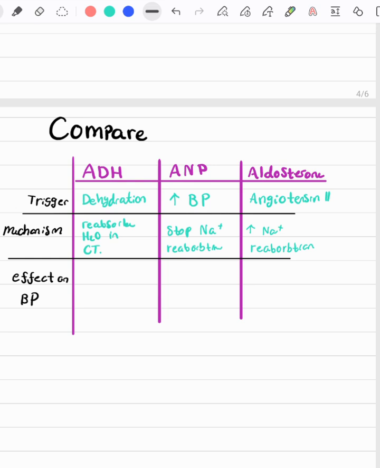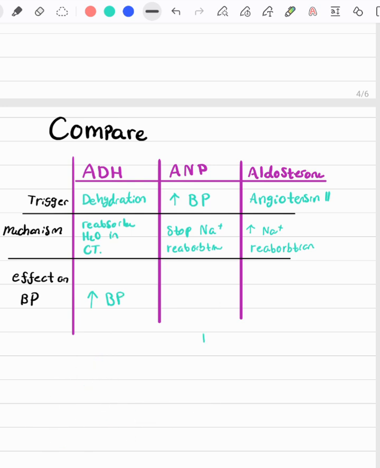So now let's think about the effect on blood pressure. ADH was released because we're feeling dehydrated, and so that means your blood volume or your blood pressure is low. Right, you're dehydrated, with low blood volume and low blood pressure. So if we are reabsorbing water, that means we're going to add H2O. So our blood pressure and our blood volume are going to go up. So the effect on blood pressure is that it's going to increase blood pressure.